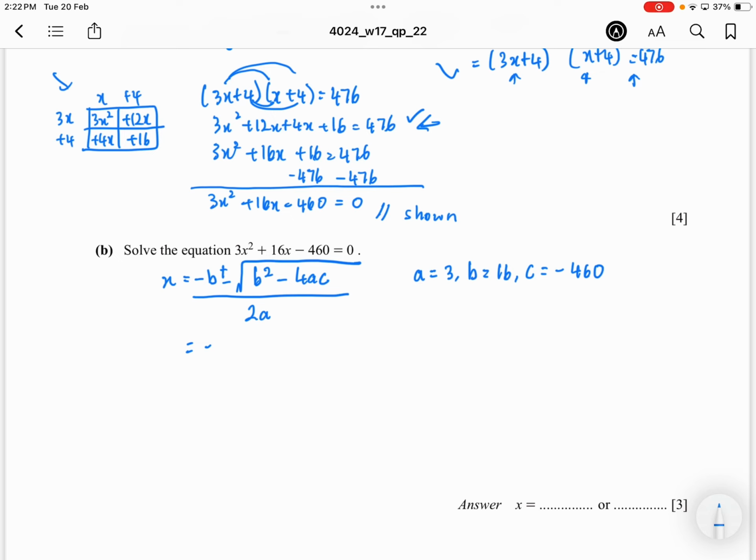x equals to minus B plus minus square root of B square minus 4AC over 2A. Put in A is equal to 3, B is equal to 16, C is equal to negative 460. Put them in and then calculate.